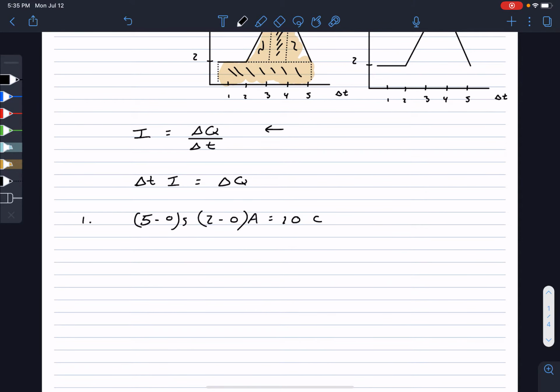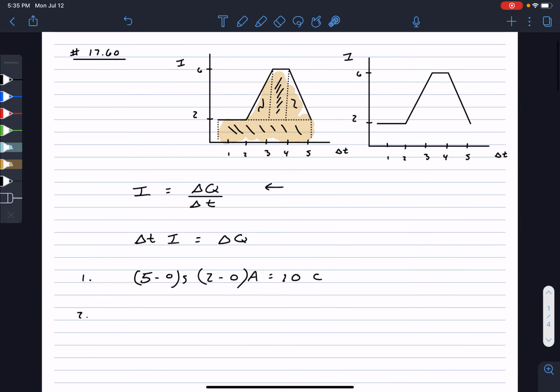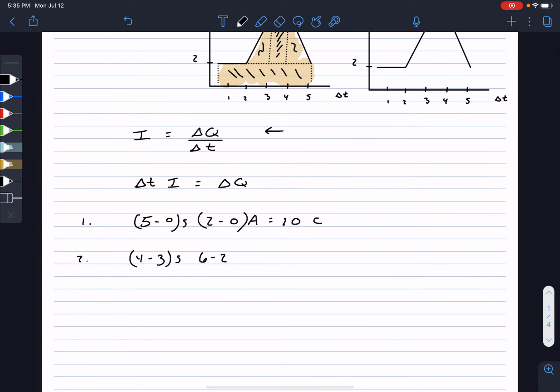Okay, next one. So this is what we'll call 1, and then the next part we're going to go to the rectangle in the middle, another nice flat rectangle. So we're going to go from 4 seconds to 3 seconds, and then we're going to go from 6 amps to 2 amps. That's going to be 4 times 1 is 4 coulombs.